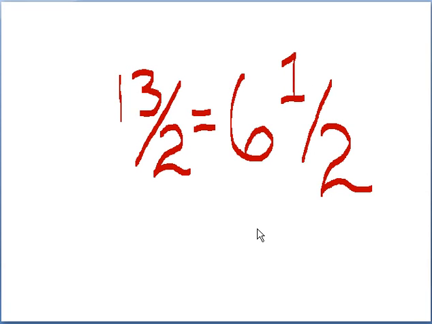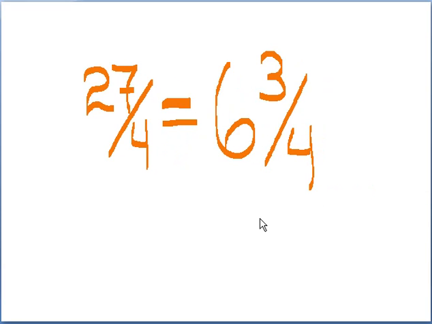All right. Now we'll take a look at 13 halves. How many times will 2 go into 13? It'll go 6. Leaves 1 left over. That means we are at 6 and 1/2. 2 times 6 is 12, plus 1 is 13. Okay, and then we'll take a look here. We have 27/4. How many times will 4 go into 27? It'll go 6 times, which is 24. Leaves 3 left over. And we're dealing in fourths. So 6 and 3/4 is the same thing as 27/4. 4 times 6 is 24, plus 3 is 27, and we're dealing with fourths.